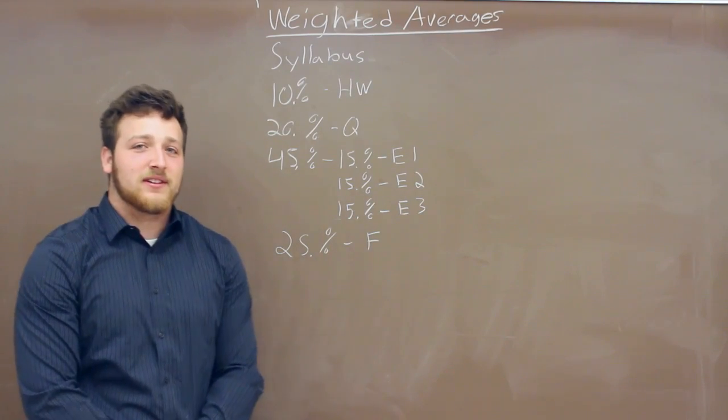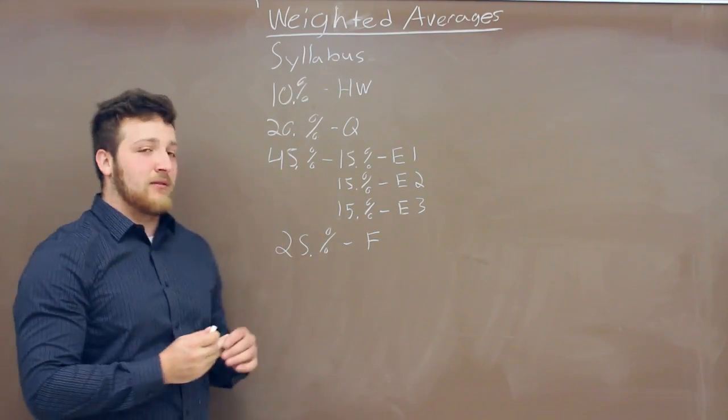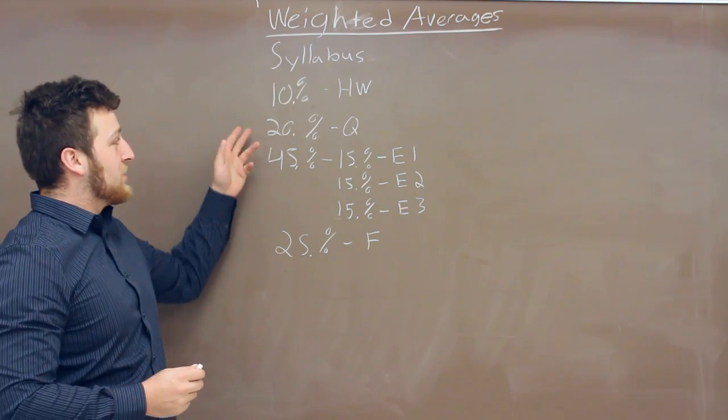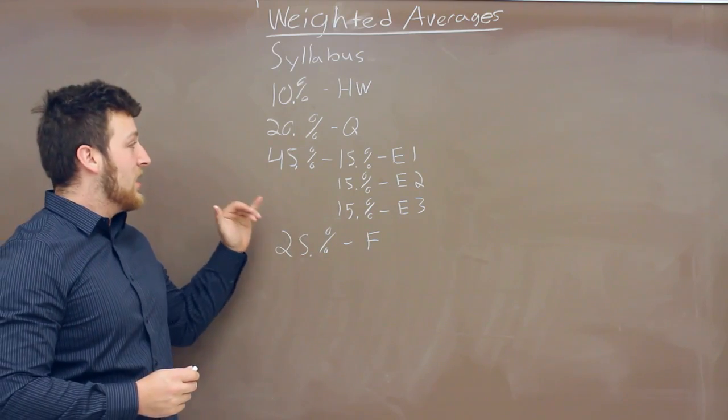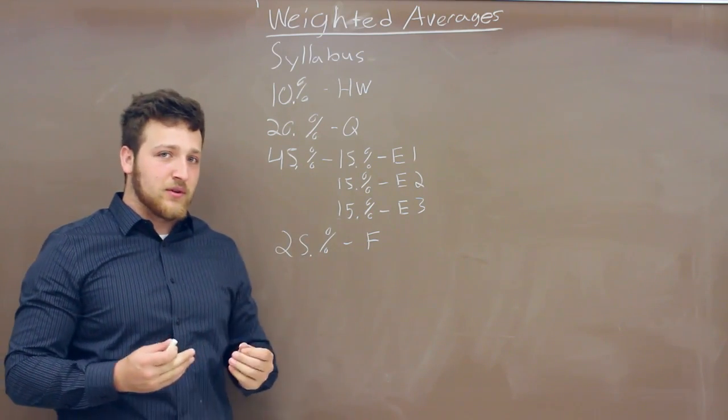My name is Blace, and today we're going to work through two examples regarding weighted averages. You can see that I've written up here the syllabus for the theoretical class. Let's say the homework's worth 10%, quizzes 20%, each exam worth 15%, so adding up to 45%, and a final which is worth 25%.